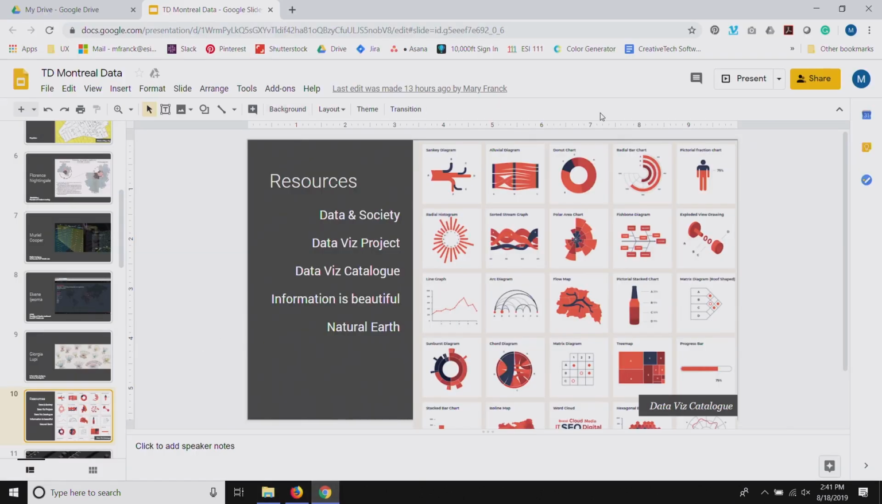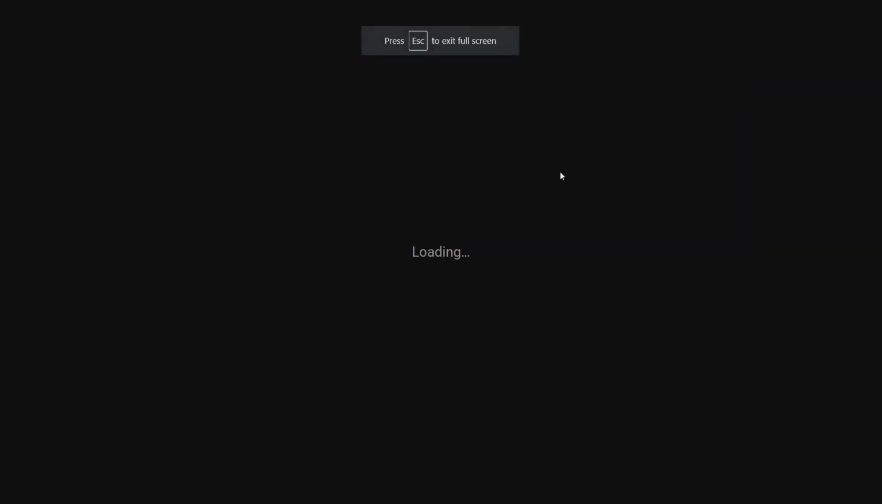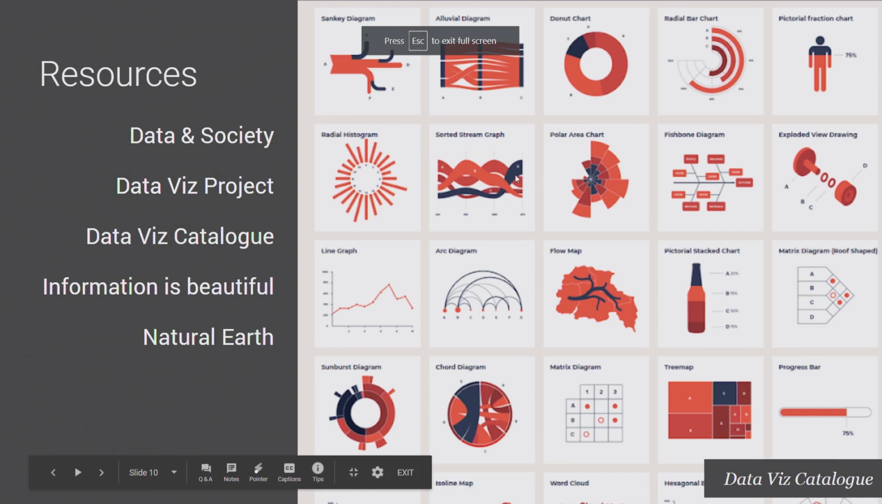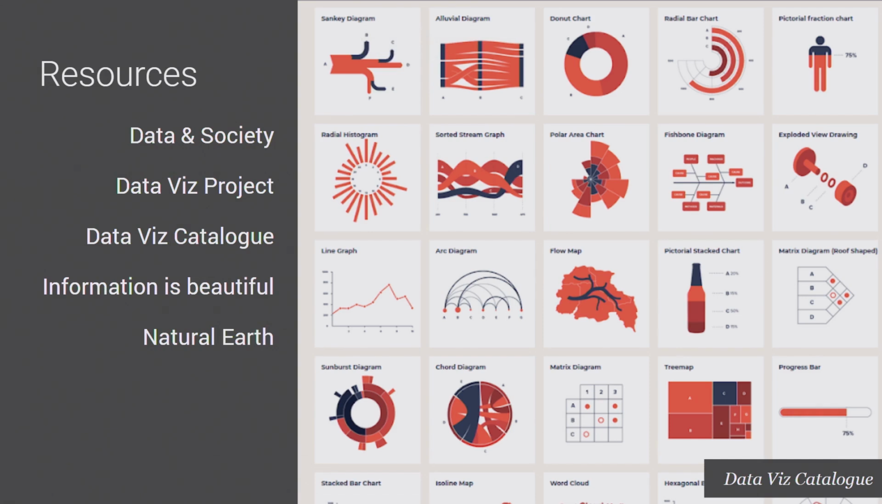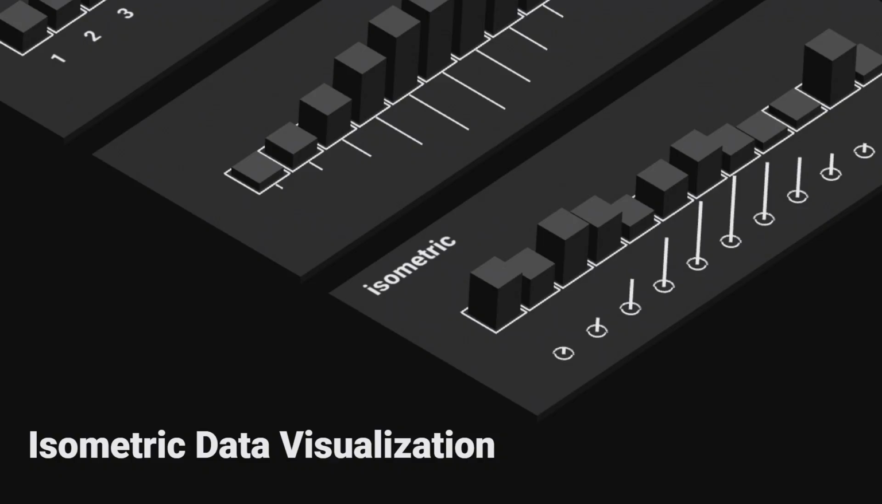Oh yeah, and I wanted to also mention Natural Earth. That's another website, and they have a lot of great, really high quality raster and vector map stuff. Map stuff, it's a technical term. Okay, so let's get into it.